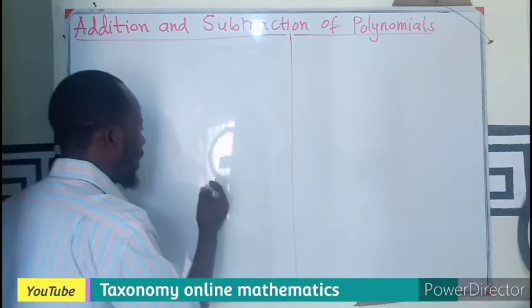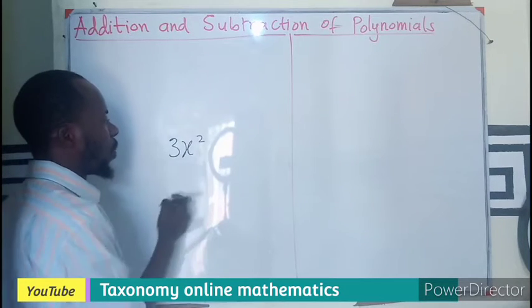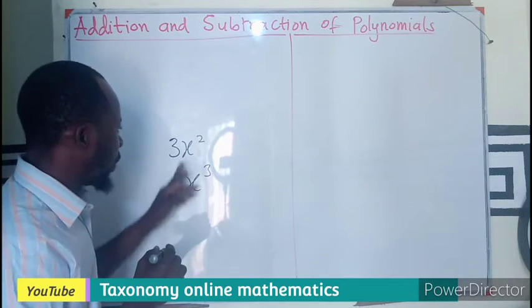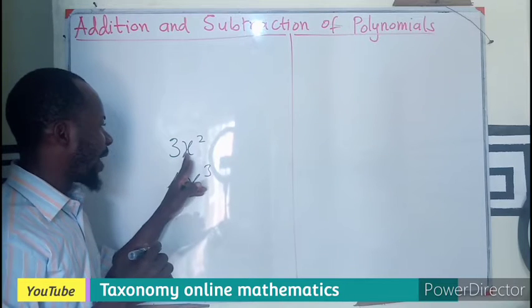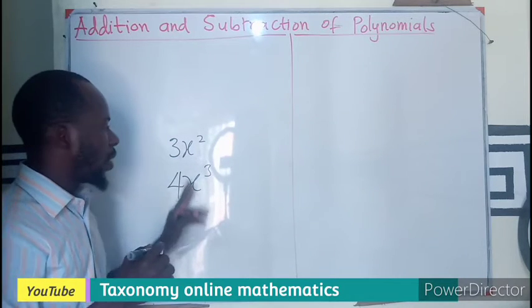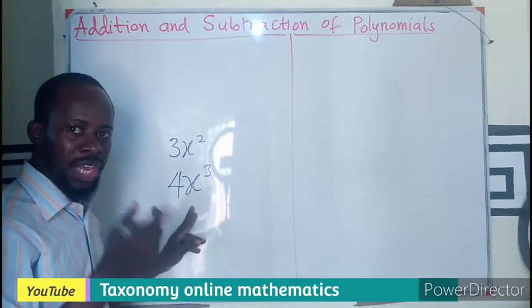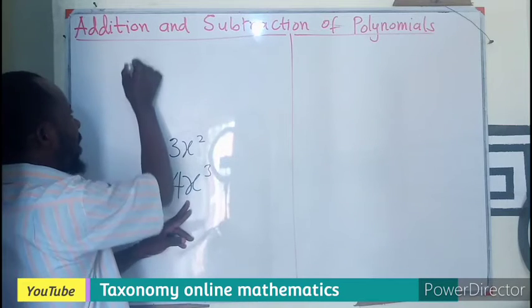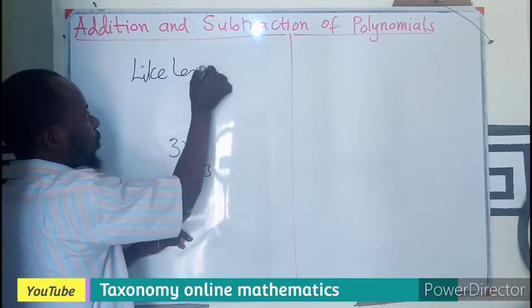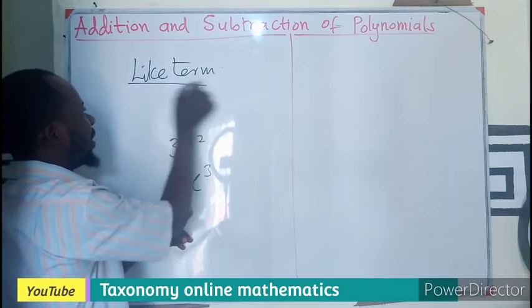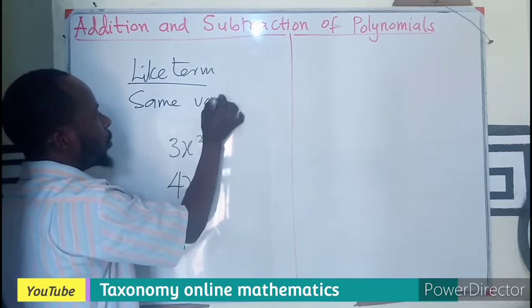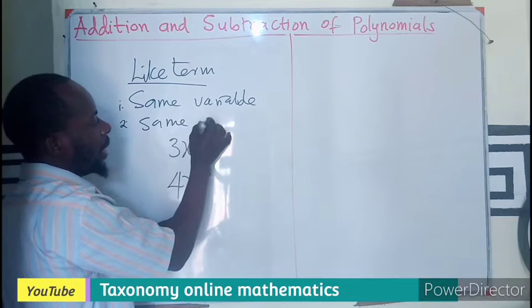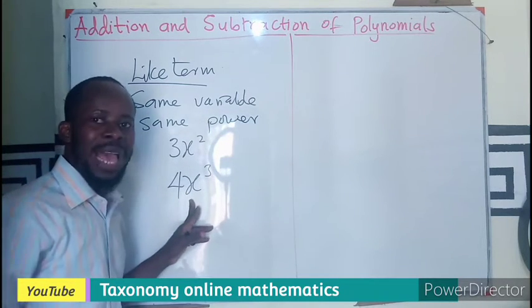So if I have 3x squared and, let's say, 4x to the power 3, we know that this is the same variable: this is variable x, this is variable x. Now these two are not like terms because even though they are the same variable, they do not have the same power. So to have a like term, one, you must have the same variable. That is the first one. The second one, we have to have the same power, as in the same exponent.